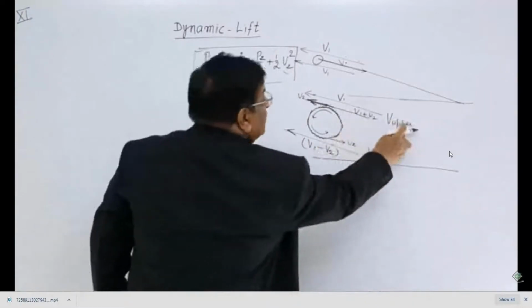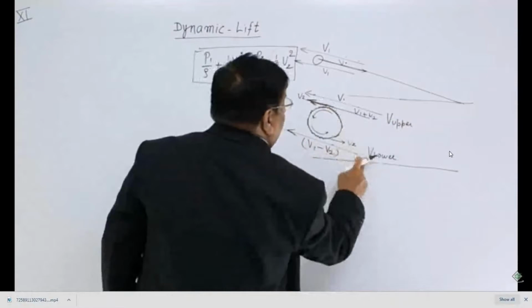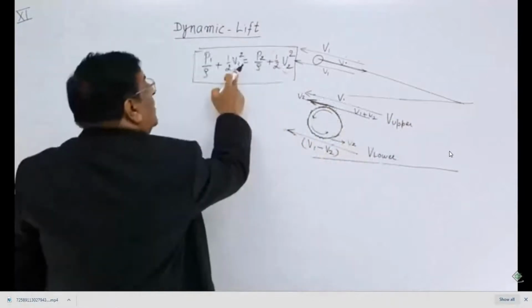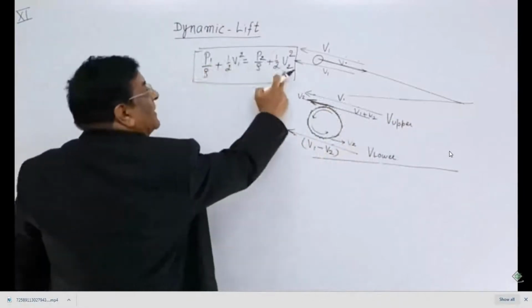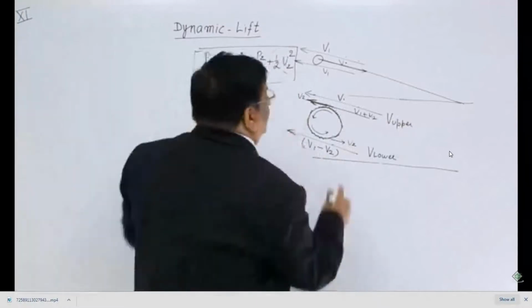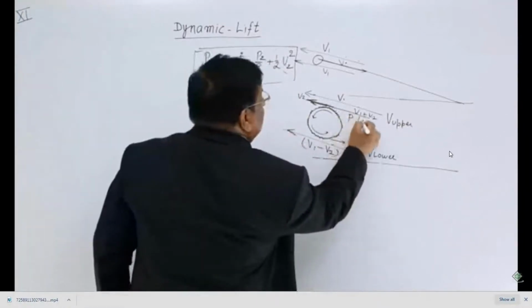So velocity at the upper level is large, velocity at the lower is small. Where velocity is small, the pressure will be high. Where velocity is large, pressure will be less. So here, pressure will be less. P less. Here, P more.